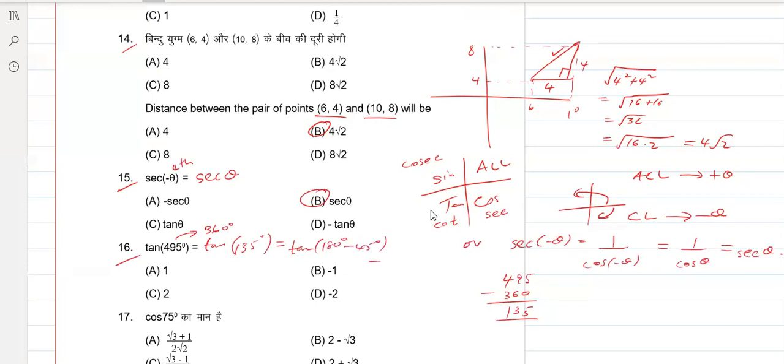Which is now in the second quadrant, so negative tan 45 degrees, and tan of 45 is 1, so minus 1 should be the solution, minus 1. Right, which is B. Question number 17.